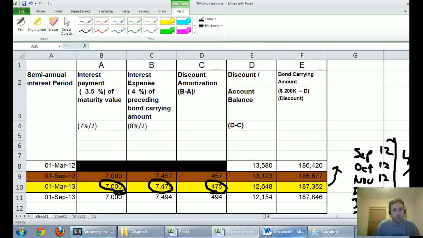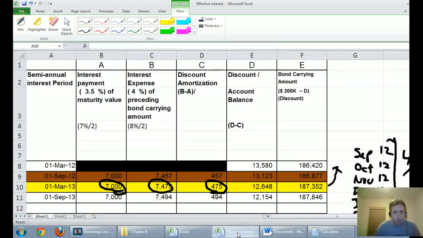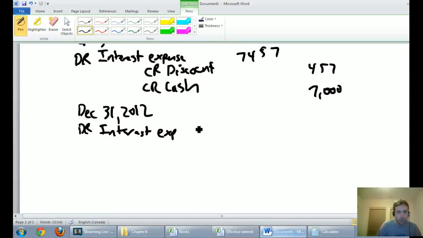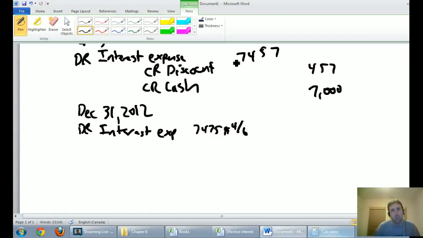So let's start with the interest expense. I'm going to debit interest expense, but not for the full amount. Now remember, the full amount here is $74.75. I'm not going to debit it for the full $74.75. I'm going to debit it for $74.75 times 4/6. And just quickly using the calculator here, $74.75 times 4 divided by 6 is $49.83. I'll just round to the dollar here. $49.83 is my interest expense.